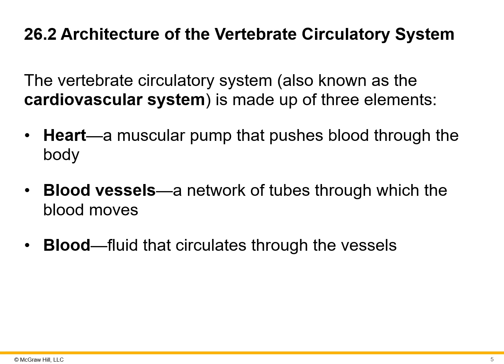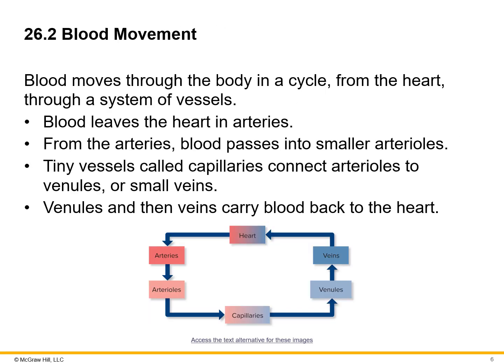So the circulatory system has three main parts. It has the heart, which of course is the muscular pump that pushes the blood through the body. The blood vessels themselves are the tubes that carry the blood, and then the blood is the fluid that moves through those vessels. So that blood movement is directional. It moves in a cycle from the heart through a system of vessels back to the heart.